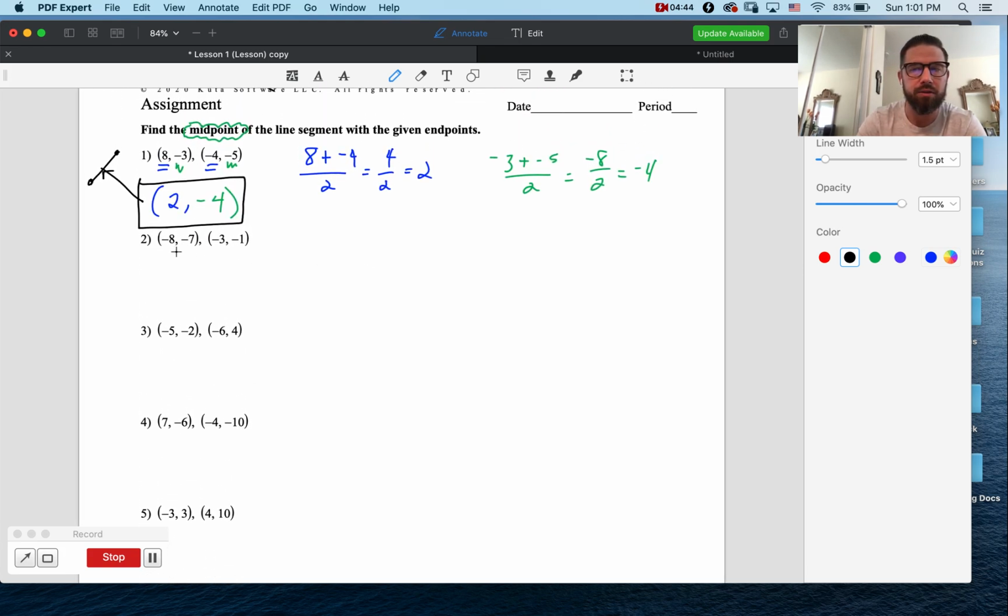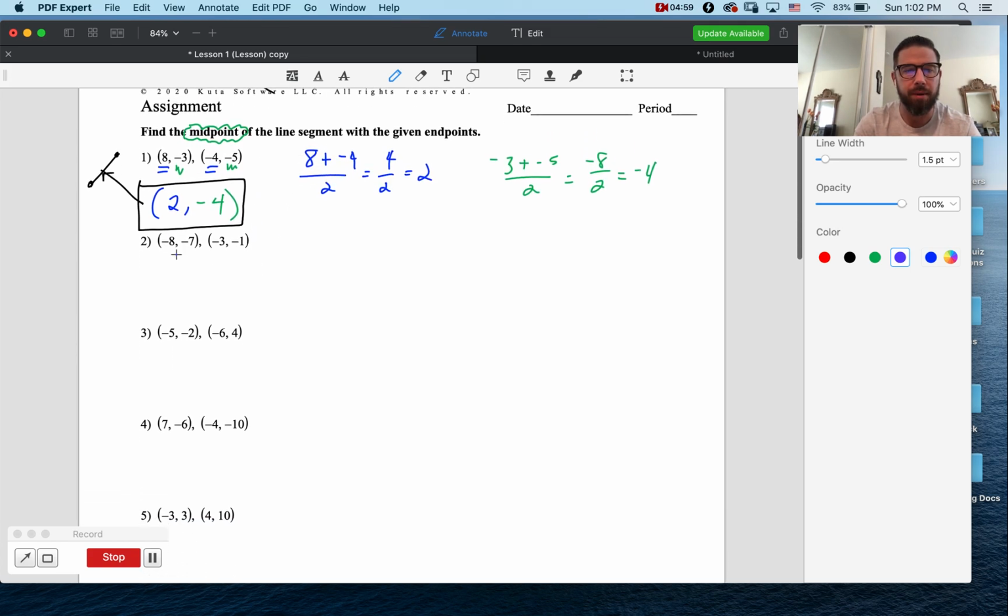Let's go ahead and look at number 2 on our own. Hopefully you printed out the notes and you've got it in front of you. If you didn't print out the notes, just press pause and then copy this down real quick, and then press play. So the first thing we're going to do, like I said, is add our x's and divide by 2. The first number of each point is our x's. So what do we have here? And let me just make our answer in red.